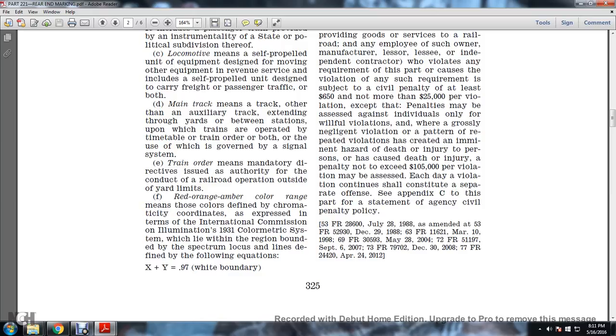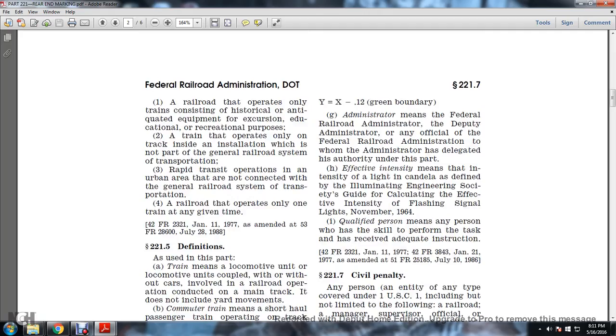The red, orange, amber color range means that the colors are defined with chromaticity coordinates expressed in terms of the International Commission on Illumination 1931 color metric system, which lie within the region bounded by the spectrum locus and lines defined by the following equations: x plus y equals 0.97, the white boundary, and y minus x equals 0.12, the green boundary.